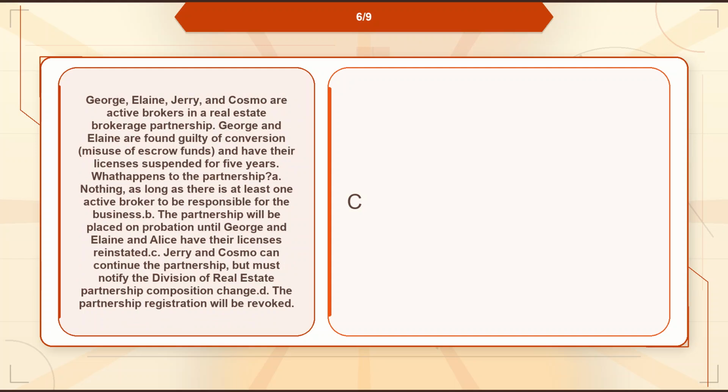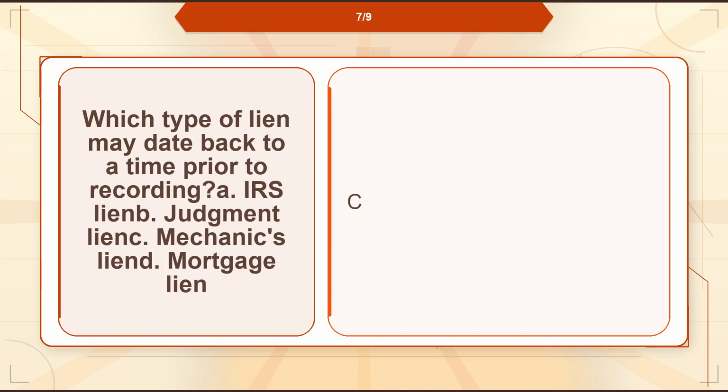Flashcard 6. Term: George, Elaine, Jerry, and Cosmo are active brokers in a real estate brokerage partnership. George and Elaine are found guilty of conversion, misuse of escrow funds, and have their licenses suspended for 5 years. What happens to the partnership? A. Nothing, as long as there is at least one active broker to be responsible for the business. B. The partnership will be placed on probation until George and Elaine and Alice have their licenses reinstated. C. Jerry and Cosmo can continue the partnership, but must notify the Division of Real Estate of the partnership composition change. D. The partnership registration will be revoked. Definition: C.